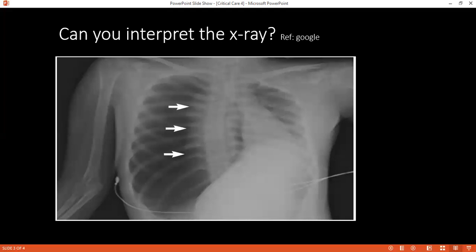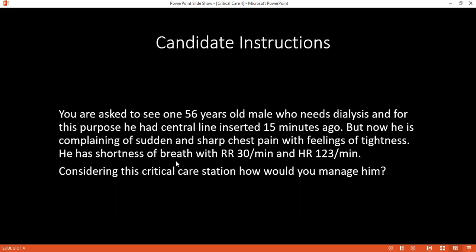Can you tell me, if you interpret this patient's symptoms? The patient has shortness of breath, respiratory rate 30 per minute and heart rate 123 per minute. How would you assess? What would you think the patient is suffering from? What type of pneumothorax, if I have to ask you? It might be a case of tension pneumothorax.